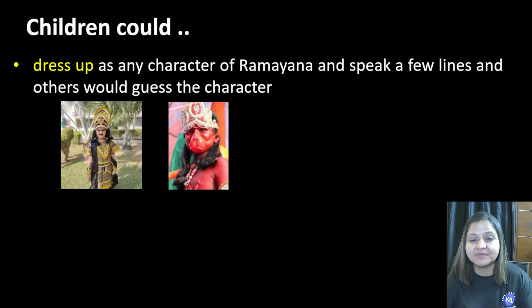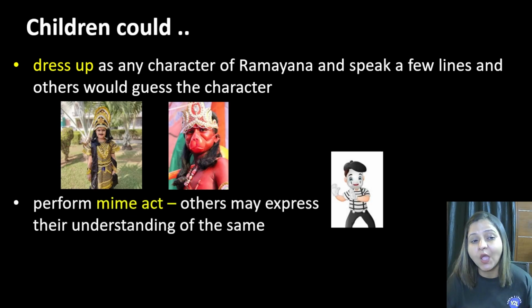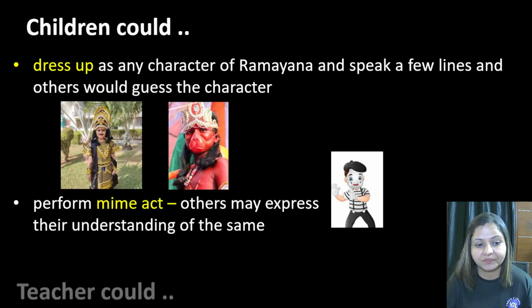Now the examples I am taking are very famous ones, but you can always take any other character so that it's difficult for the others to guess. Or children could perform a mime act. Others may express their understanding of the same. So the condition is only that this mime act should be related to the Dussehra. So whatever they express, children need to identify the context or comprehend what this particular incident is about.